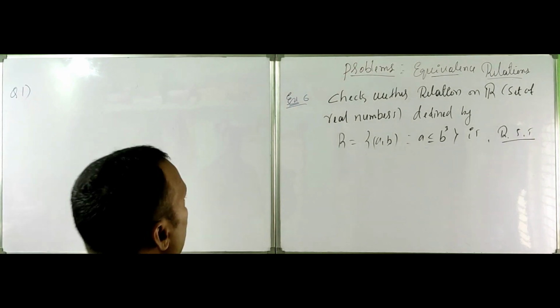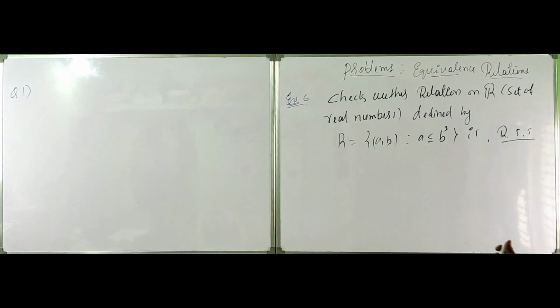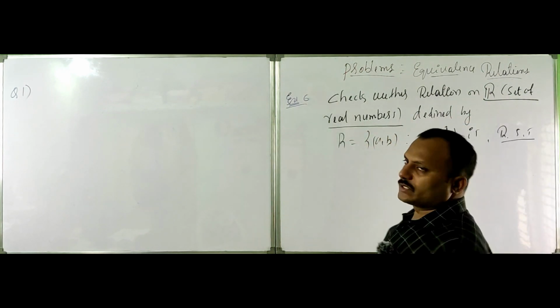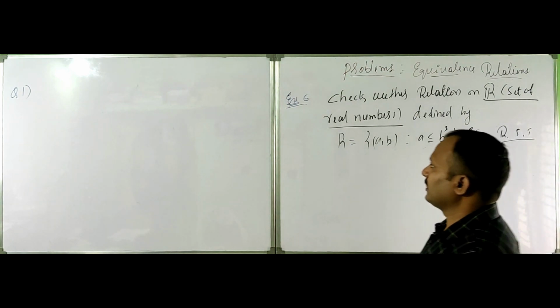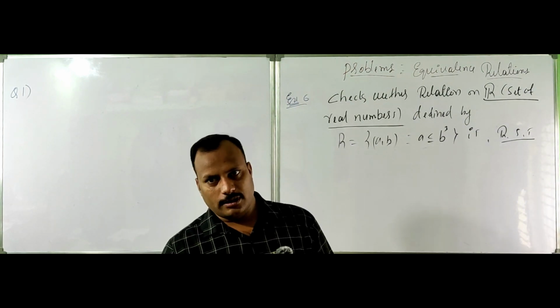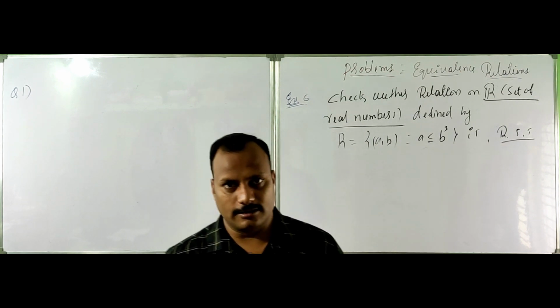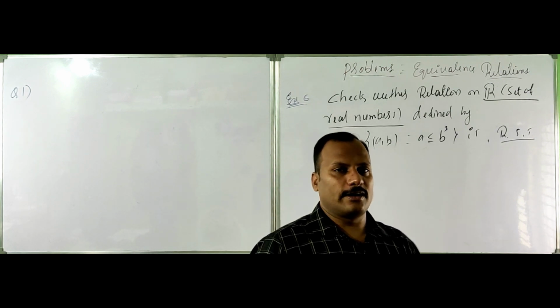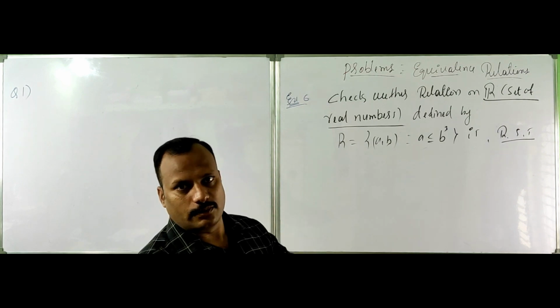Next question. Check whether the relation on R, the set of real numbers. Real numbers are very vast, so you can't imagine the length, breadth and depth of the real numbers. In powers it has real numbers, in decimals, in fractions, in zeros. It can't be exactly defined what the real number is. Any number is a real number right now.